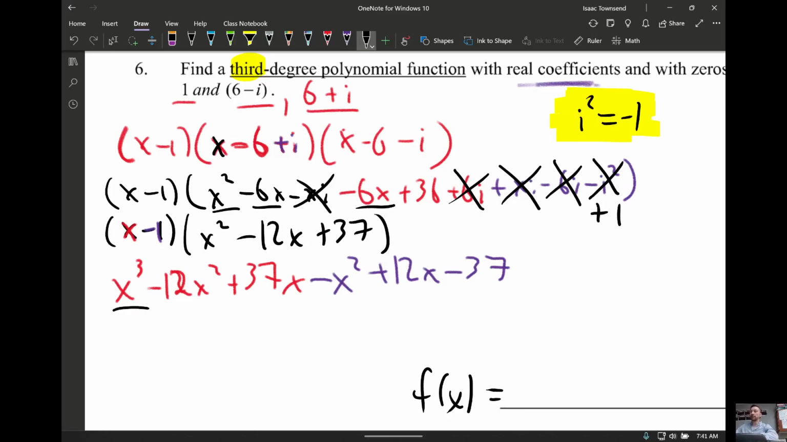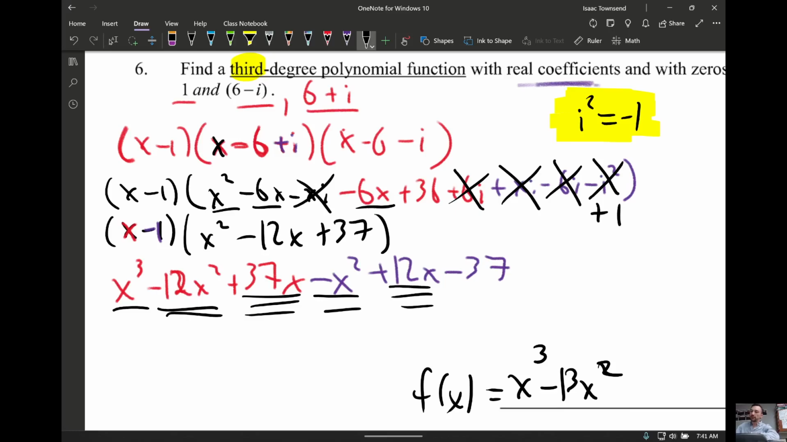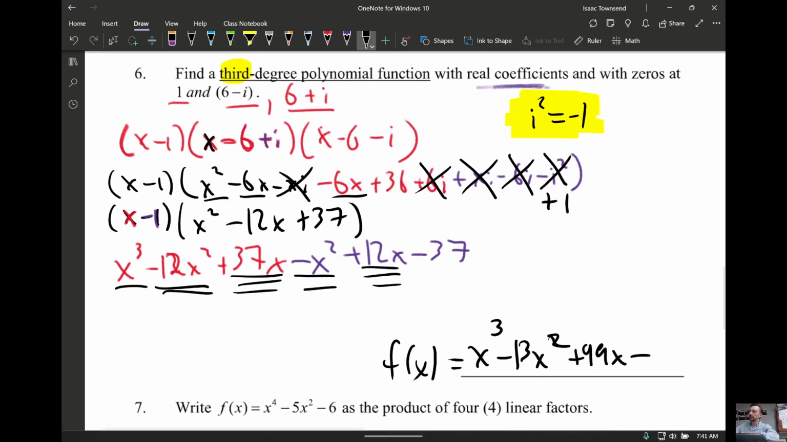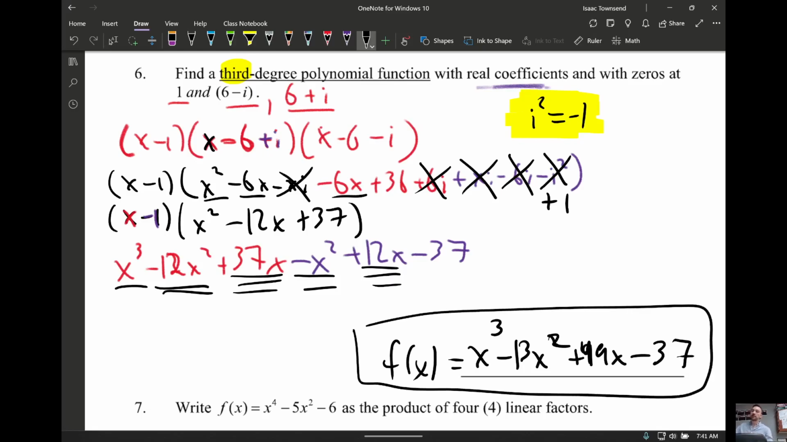And then combine like terms. In the end, I got 1x cubed minus 13x squared after I combine those two together, 49x's when I combine those two together, and then a constant of minus 37. That's a polynomial with real coefficients. The coefficients are 1, negative 13, 49, negative 37. Those are real numbers. That's why it matches the directions.